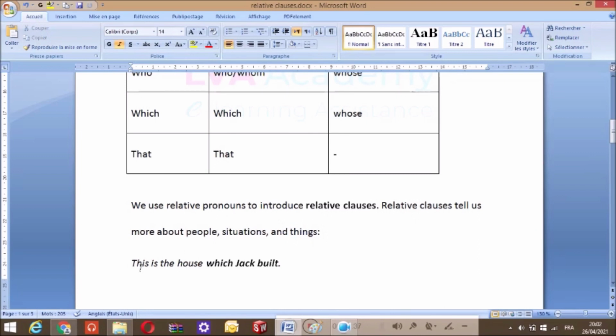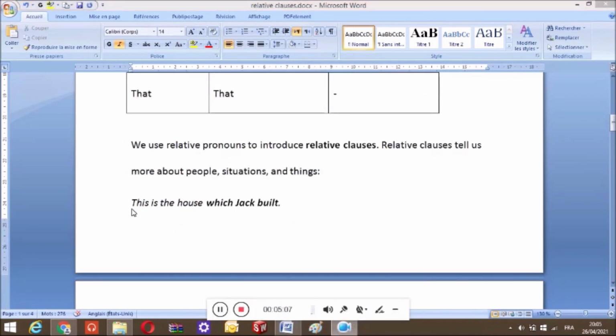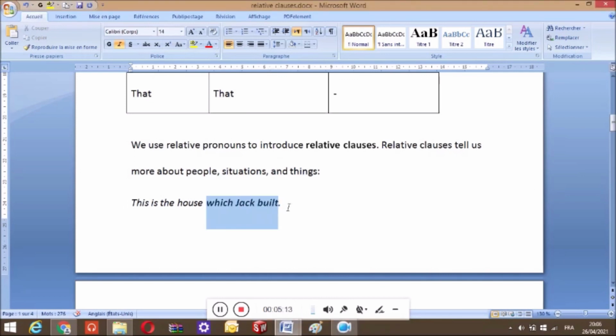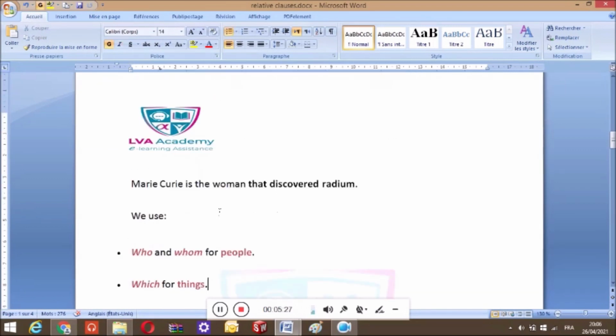Let's take a look at the following example. This is the house which Jack built. Now, this is our relative clause, which Jack built. Our relative clause here starts with the relative pronoun which. Next example. Marie Curie is the woman that discovered radium. This is our relative clause here. It starts with the relative pronoun that.